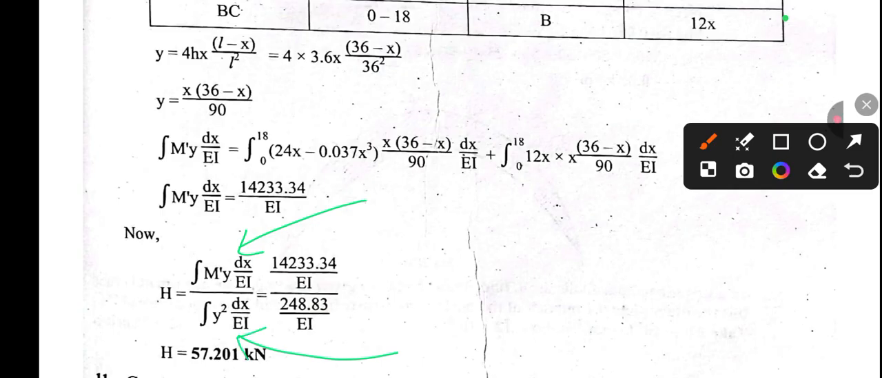So for this, we need to calculate this numerator part and this denominator part. First calculate the value of this denominator part, it will be easy. For the formula integration y square dx by A, we know the formula of y. You can see here.